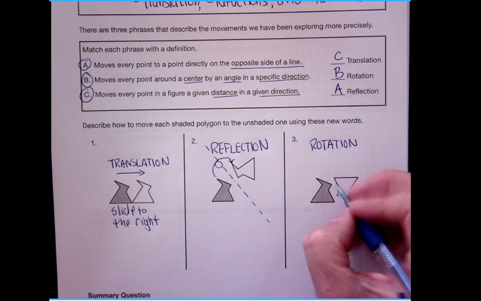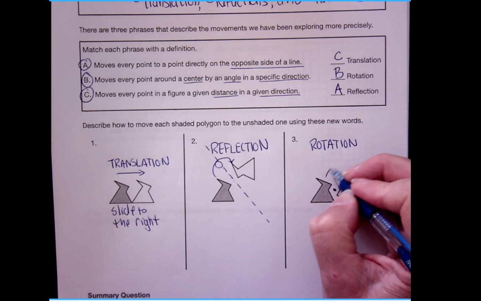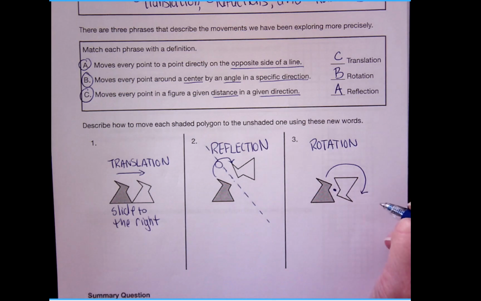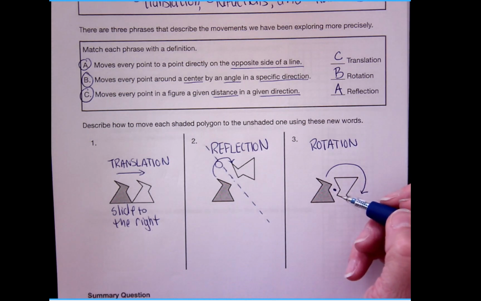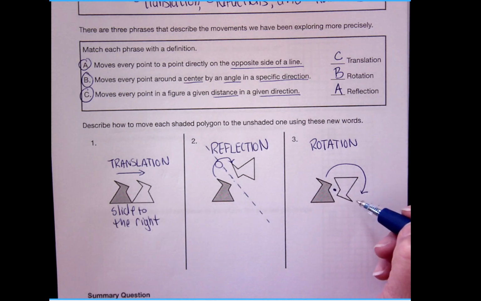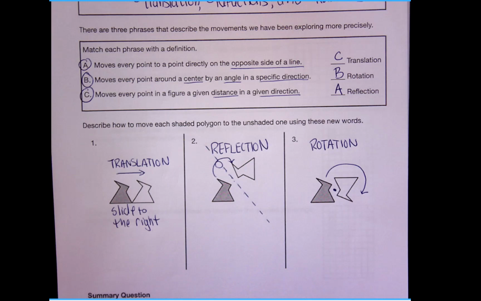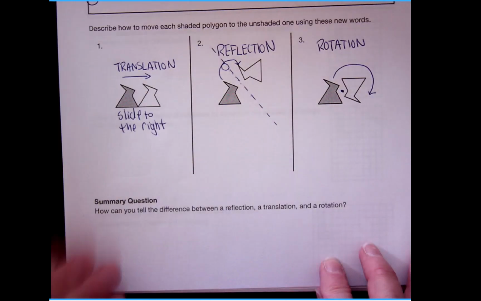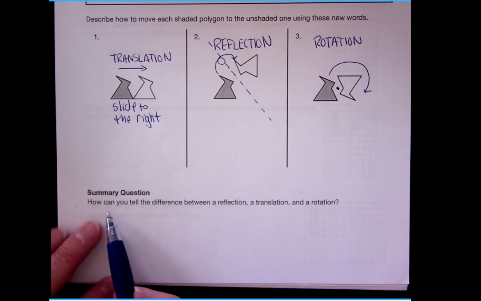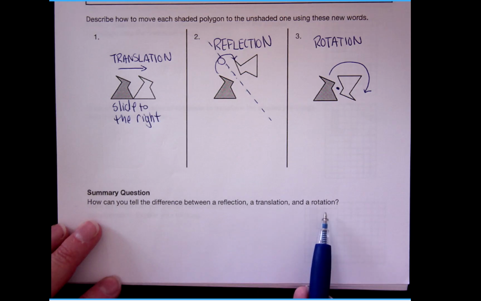So rotation is where I have some center that acts as a pivot point, and I'm turning around. Now, I could turn to the left, I could turn to the right, but you would usually have some direction saying, hey, turn it 180 degrees or 90 degrees. And it could be clockwise or counterclockwise. So these are the three words we want you to start using: translation, reflection, and rotation. And I'm going to refer to that patty paper, that transparent paper, as we finish up with these summary questions, saying, how can you tell the difference between a reflection, a translation, and a rotation?